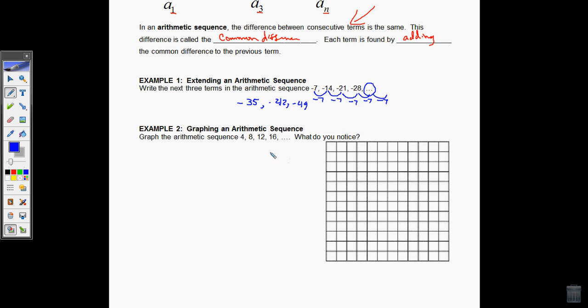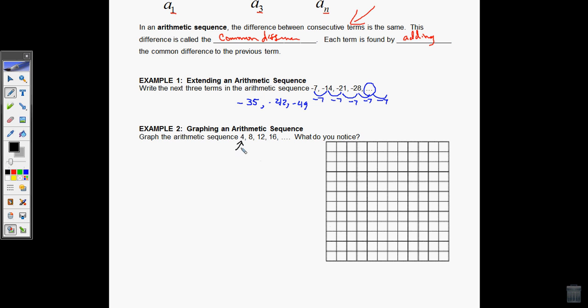Now let's look at what happens when I try and graph one. Okay, so what am I going to be graphing basically? Because all I see here is a sequence 4, 8, 12, 16. What am I supposed to graph? Because when I graph, I usually have an x and a y. So what I'm going to graph is what term it is versus the value of the term.